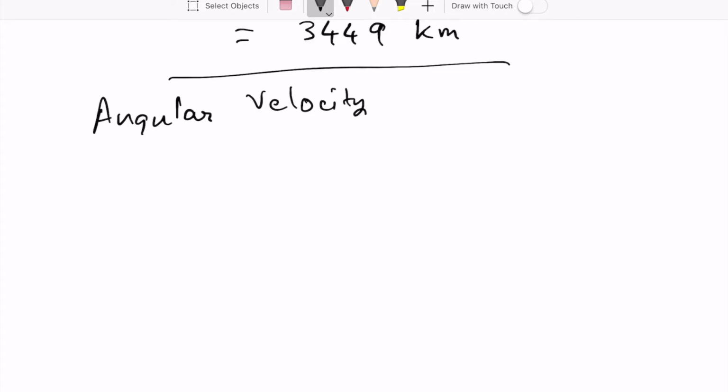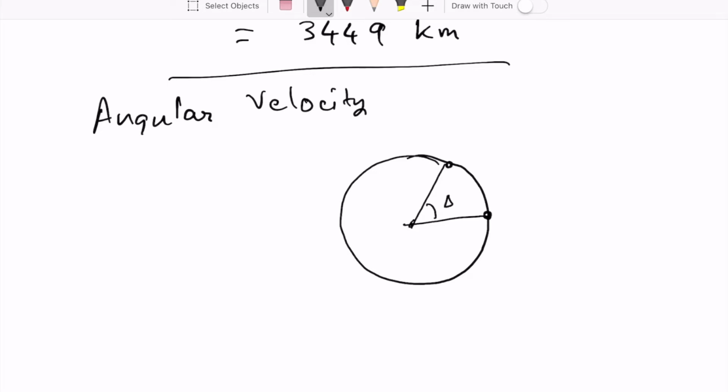So we were talking about an object that's moving in a circular path, and we talked about the angular displacement. Let's say that the object was initially over here, and then it moves over here and traces out this angle delta theta, right? Suppose this angle changes by delta theta in time delta t. Angular velocity measures how fast this angle at the center is changing. So the units of angular velocity are radians per second.